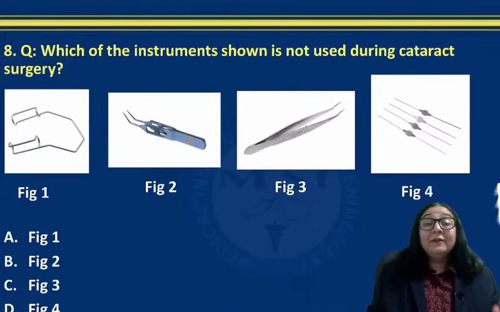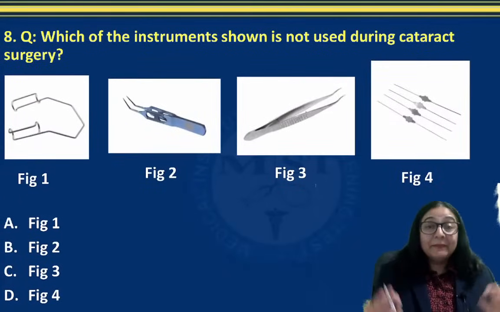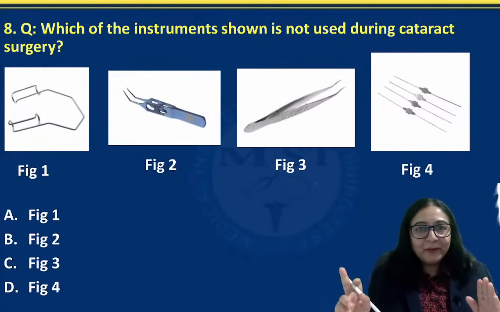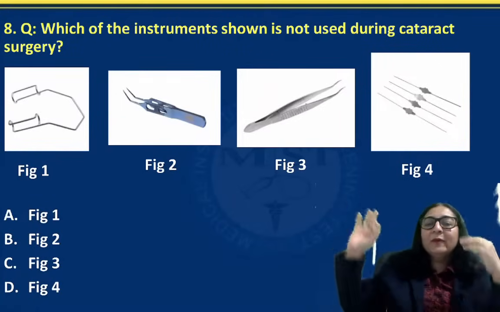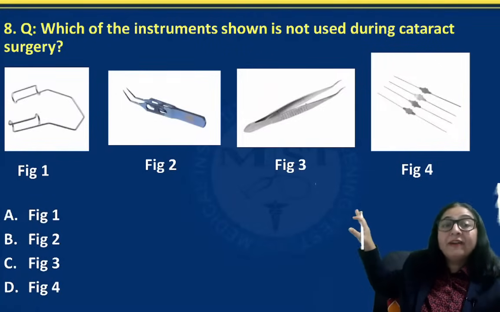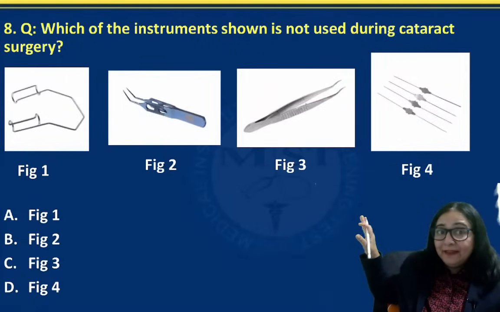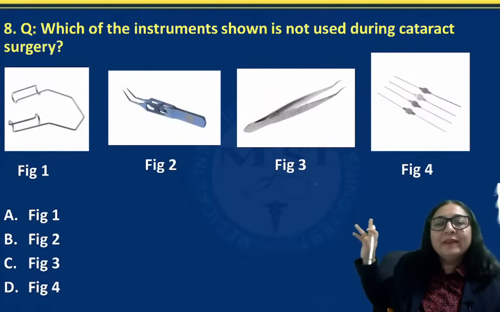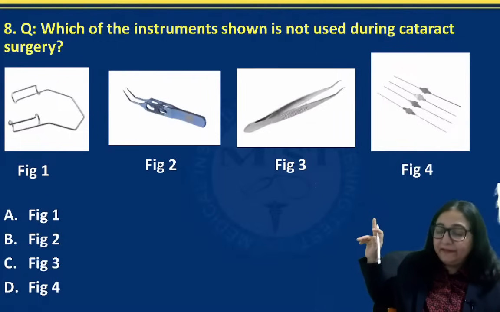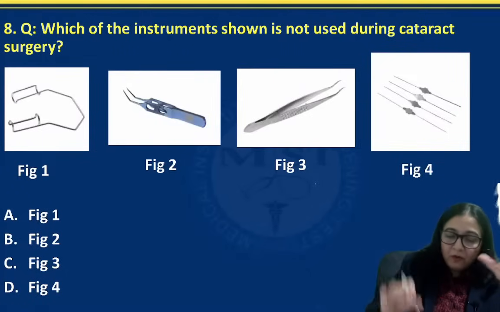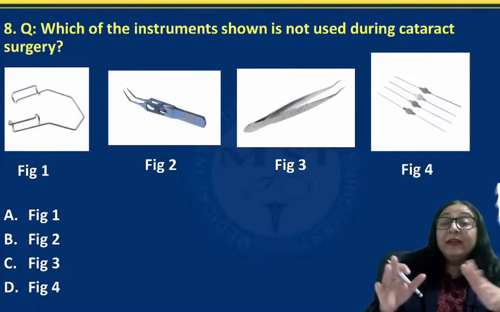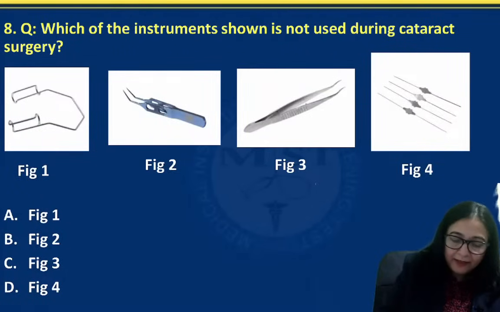Okay beta, look carefully at this question also, don't jump to the answer. This question is showing you 4 types of surgical instruments, and you have to tell me which instrument is not used during the cataract surgery. Which instrument is not used during the cataract surgery?